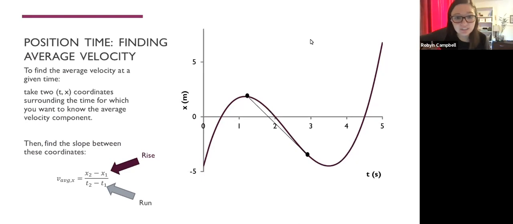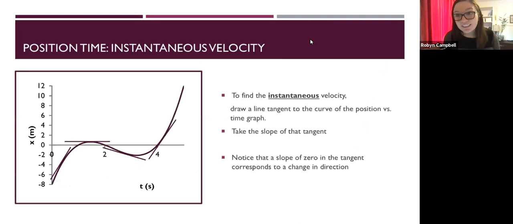So between two points, T1 and T2, you just find the corresponding x values and then do rise over run. Of course, this is just the magnitude in the x direction of the average velocity. If I wanted to get fancy, I could also find the instantaneous velocity. That uses something that you should recognize, if not from calculus, from Sec 5 math. The instantaneous velocity is the slope of the line that's tangent to the curve, right?